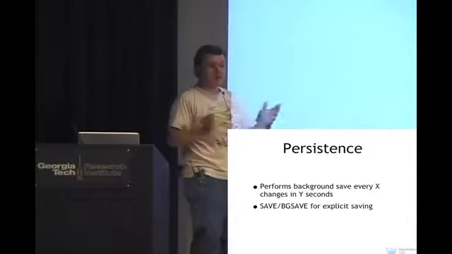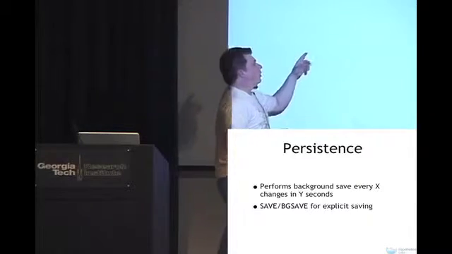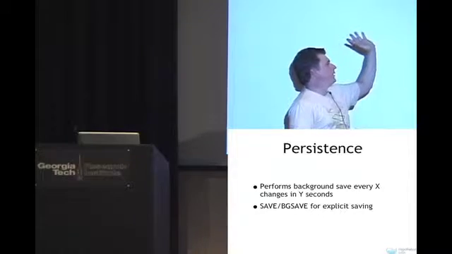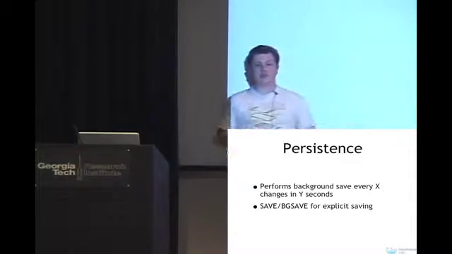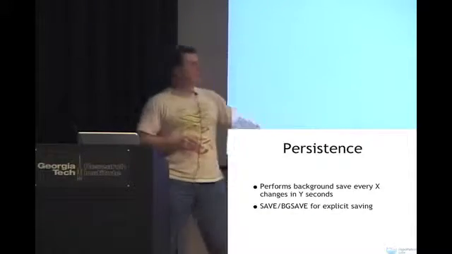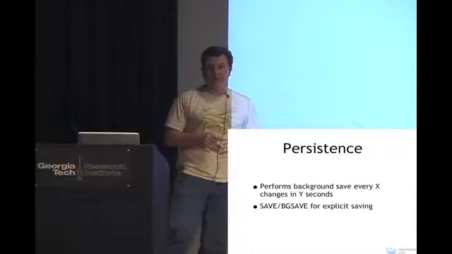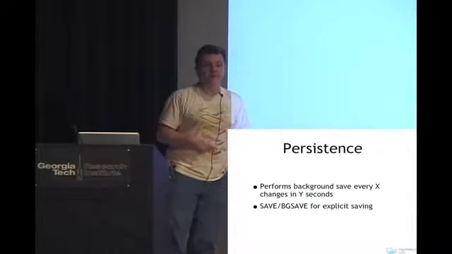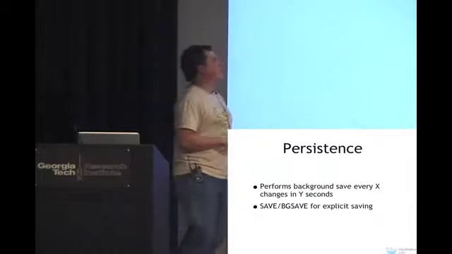Natively, without any configuration changes, Redis will look to do a background save every, I believe, every 100 changes in like a 3-minute time period. These are all tweakable. Redis has a config file that you can run. I'm not running one for this demo, and you get some pretty sane defaults if you don't use the config file.